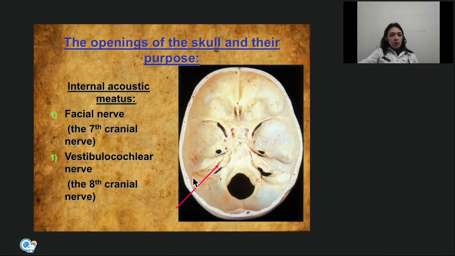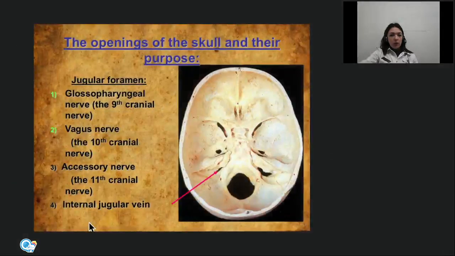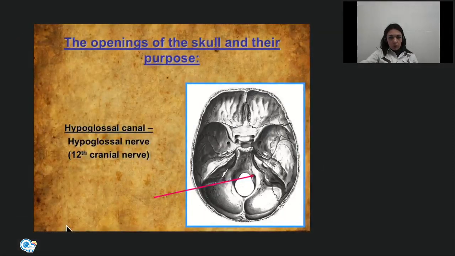In the posterior cranial fossa, there is the internal acoustic meatus, through which the facial nerve passes. It is the seventh pair of cranial nerves, and the vestibulocochlear nerve is the eighth pair of cranial nerves. The jugular foramen, that I have already told you about, is formed by the jugular notch of the occipital bone and the jugular fossa of the temporal bone. Through it, the glossopharyngeal nerve, the ninth pair, the vagus nerve, the 10th pair, and the accessory nerve, the 11th pair of cranial nerves, leave the cranial cavity, and also the internal jugular vein.